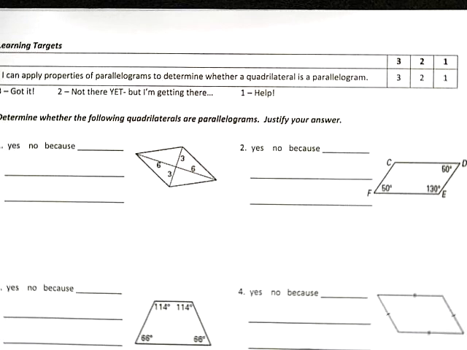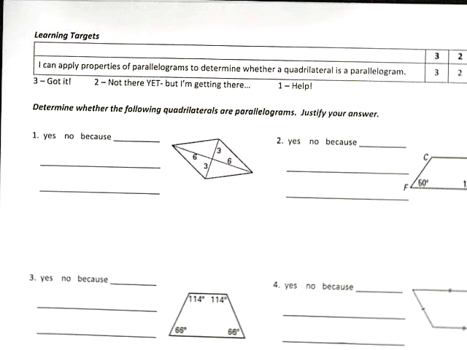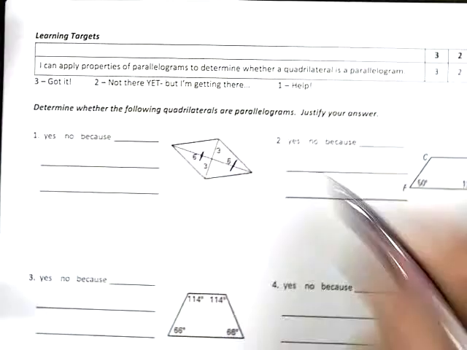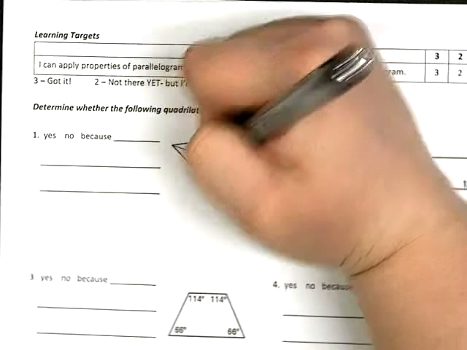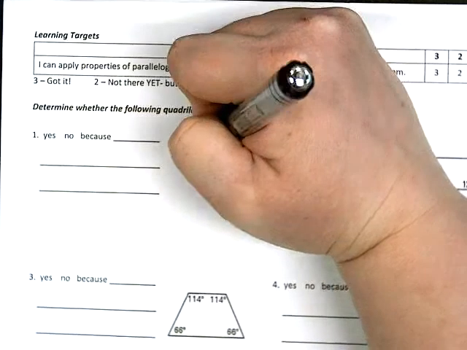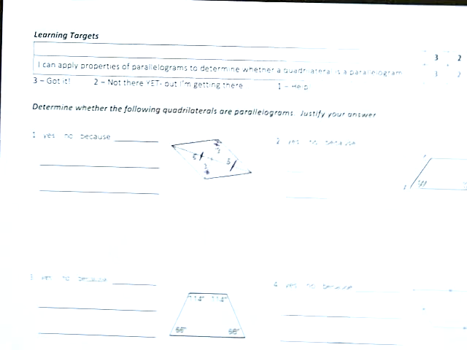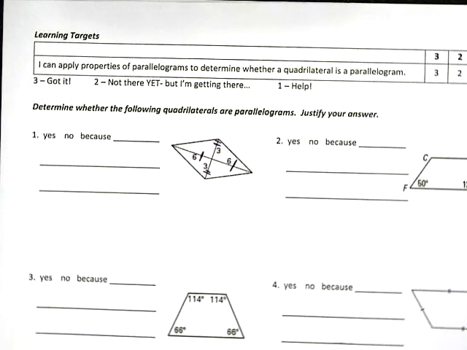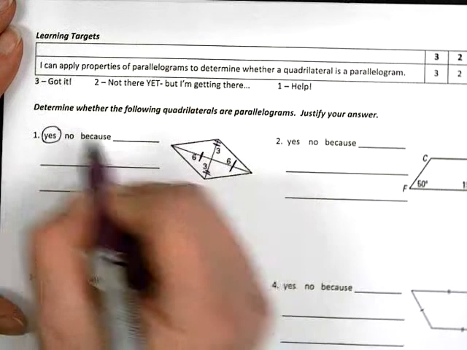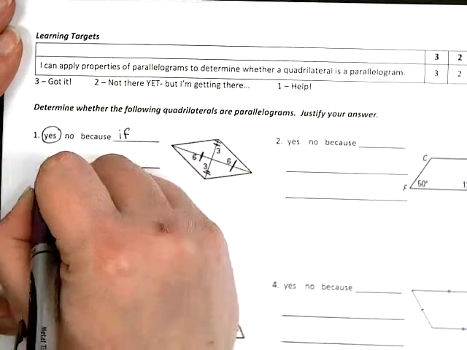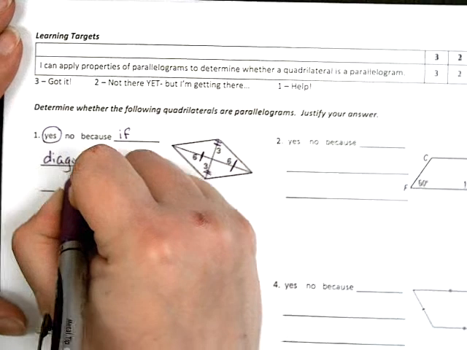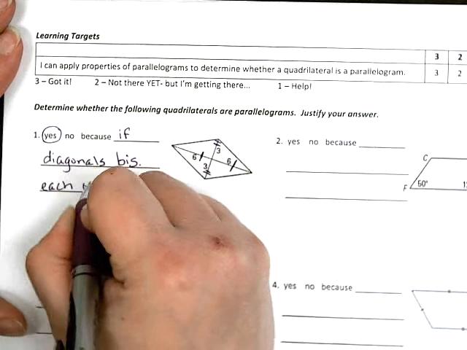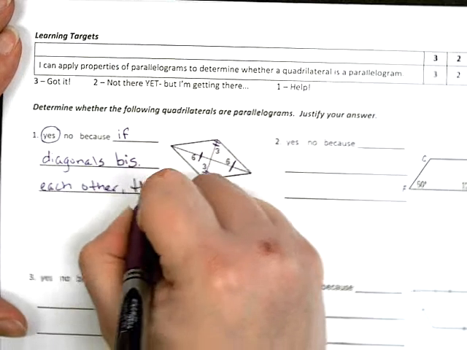So taking a look at question 1, we can see that this diagonal is 6 and this diagonal is 6. So I'm going to put 1 tick mark on both of those. And these ones are both 3, so I'm going to put 2 tick marks on those. Okay, and we can see that those diagonals are clearly bisecting each other. They're both cut in half. So this one is yes. If diagonals bisect each other, then parallelogram.